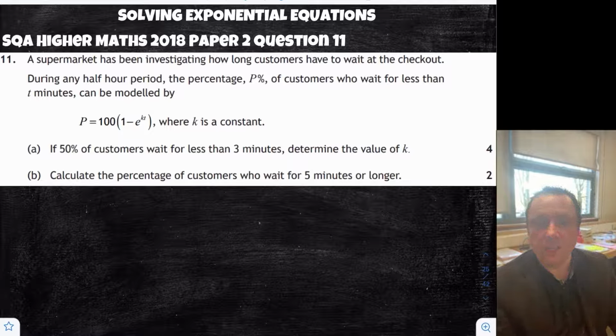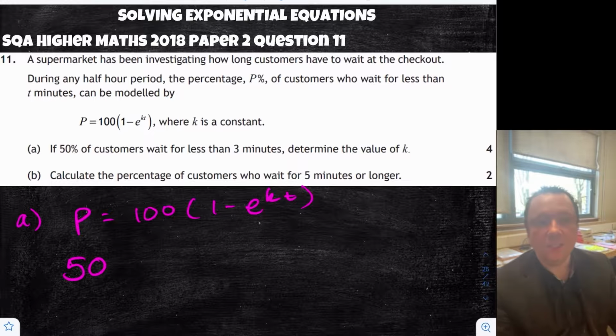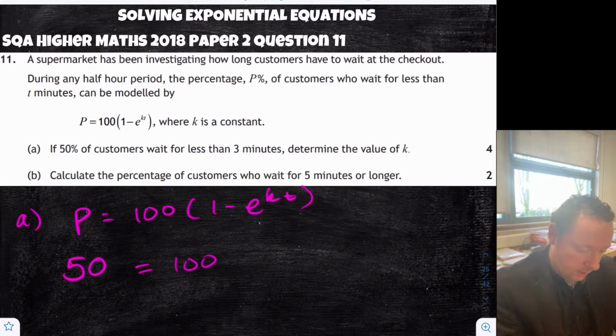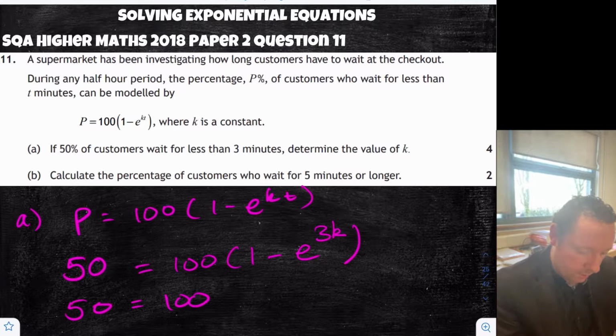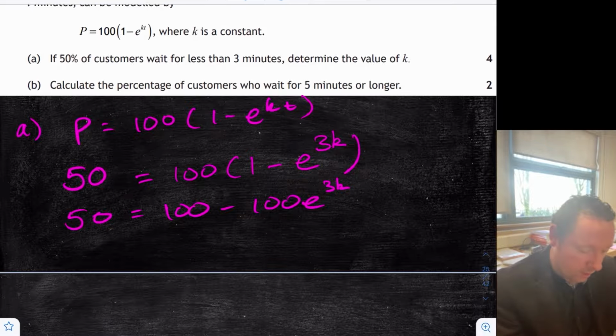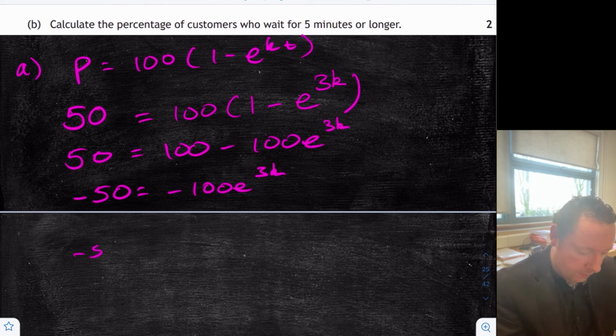So I've got two values that I can just substitute in. So for part A, P equals 100 times (1 minus e to the kt). So 50 is our percentage, equals 100 times (1 minus e to the power of 3k), because t is 3. Multiplying the bracket out, we get 100 minus 100 e to the 3k. So we can take the 100 over. 50 minus 100 is minus 50, equals minus 100 e to the 3k. Dividing through by minus 100, minus 50 over minus 100 equals e to the 3k.